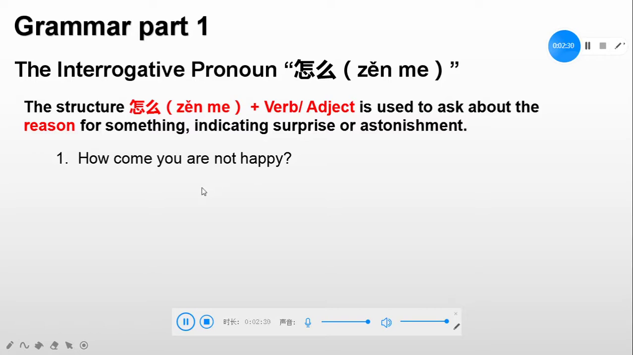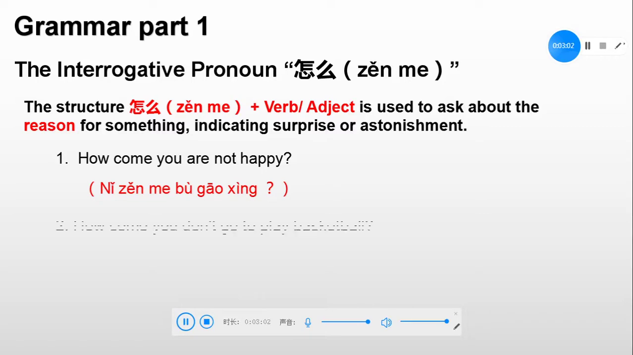So in Chinese, we need to say 你, which is the subject, comes first. 怎么 is how come. 不 is the negative word. 高兴 is the adjective happy. Okay, that's how the sentence is formed. 你怎么不高兴, which is you how come not happy. This is a direct translation in English. Okay, so now that we know example 1, I'm going to show you example 2 and try to make this Chinese sentence by yourself.